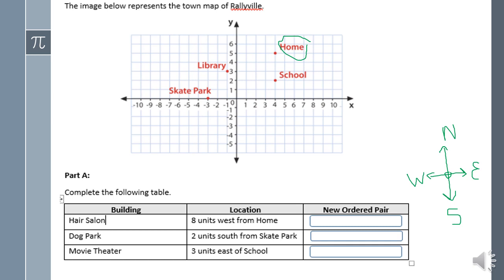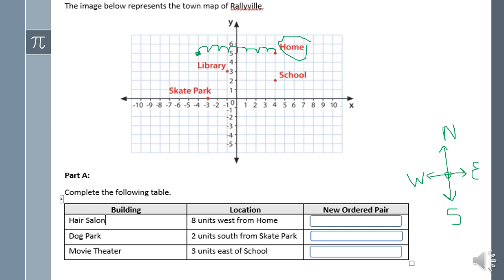A common mistake is that you want to go down here and then go 8 units to the left. No, it's saying 8 units from home. So we're going to go 8 units west from the home. I use something called bunny hops. You can use whatever you want to help you understand it. I start at the starting point and I bunny hop, and that's going to be 8 units west. So here we go: 1, 2 bunny hops, 3, 4 bunny hops, 5 bunny hops, 6 bunny hops, 7 bunny hops, 8. And I land right here.